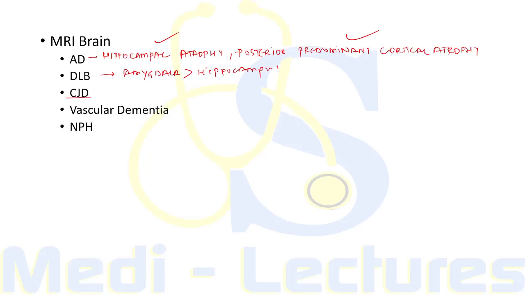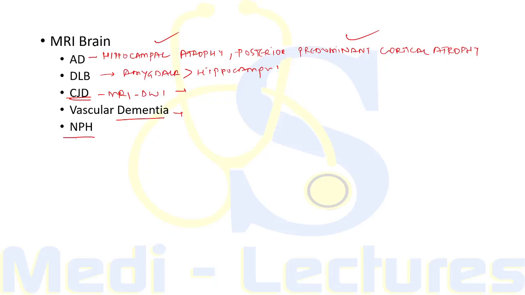In Creutzfeldt-Jakob disease, we have to do MRI with diffusion weighted images. So in this, there will be restricted diffusion within the cortical ribbon and basal ganglia. In vascular dementia, there will be extensive multifocal white matter abnormalities.